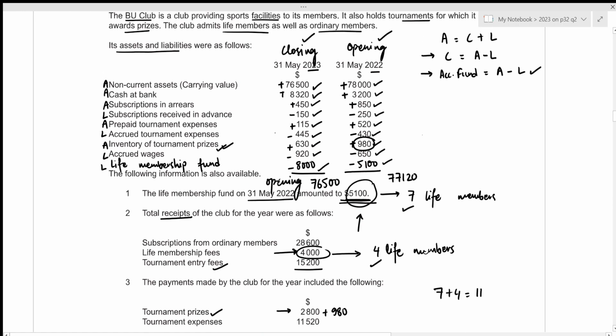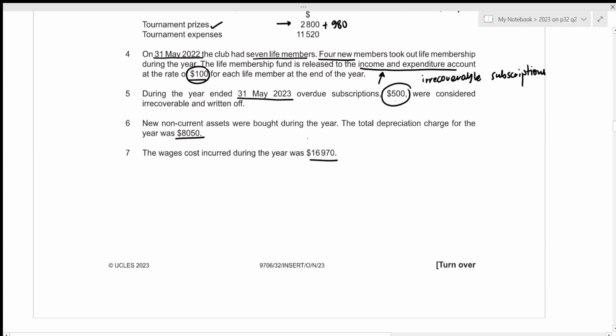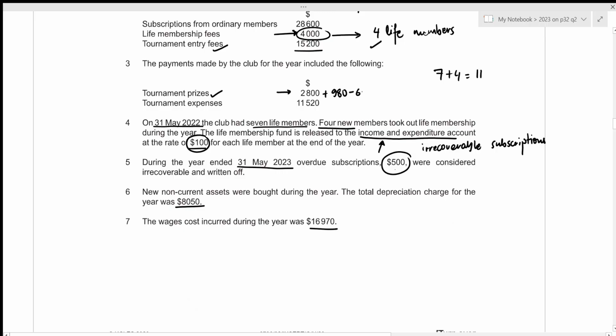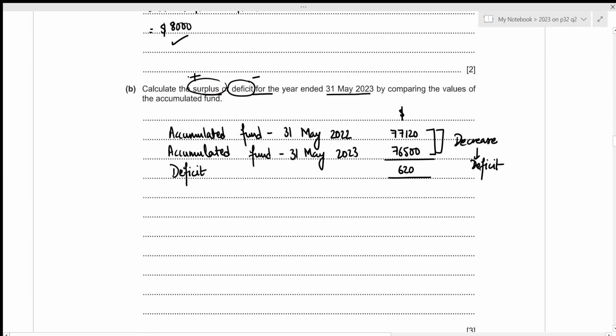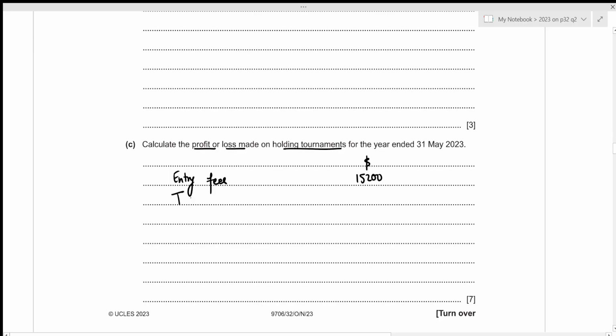Then for our closing inventory of tournament prizes, we will be subtracting this amount of 630 because these are the tournament prizes that we purchased during the year, but we are yet to utilize them. So these are not the expenses made on the tournament prizes for the current year. These can be used in future years. So we need to subtract this amount of 630. Now this gives our expenses on tournament prizes a value of 3,150. Let's write it down. These are for tournament prizes worth 3,150. Okay.